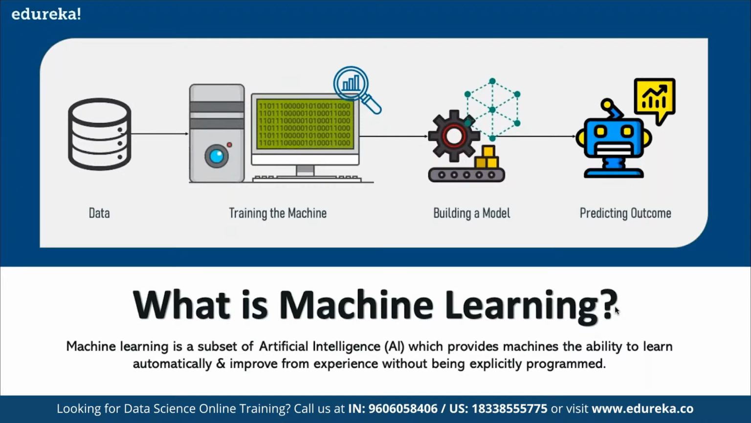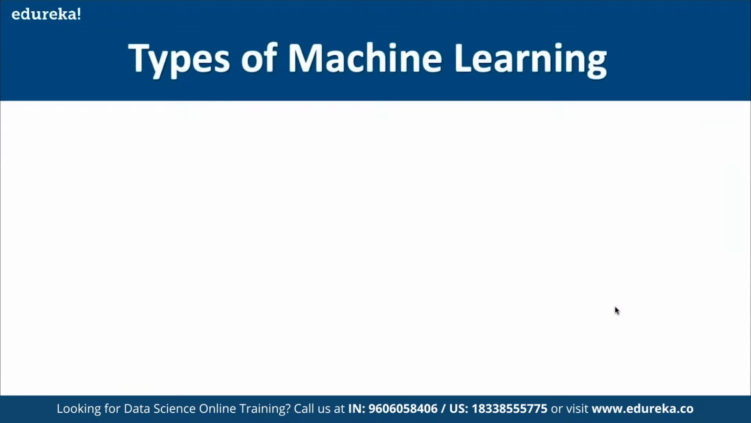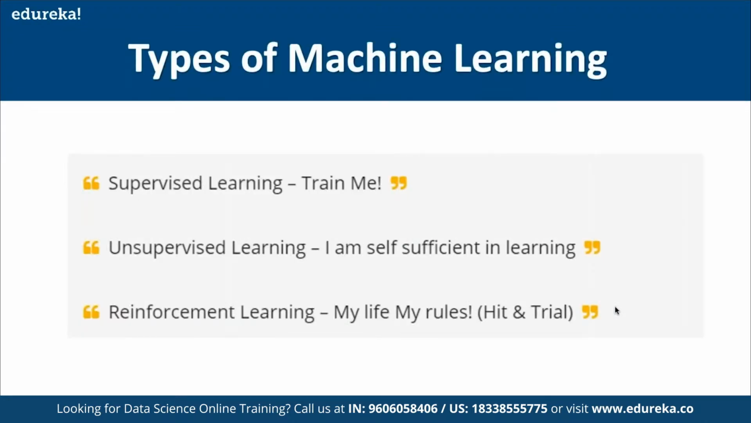All right, so here we basically have three main types of machine learning, where we have supervised, unsupervised, and then reinforcement learning. Supervised, in simple terms, is "train me." It works on simple training. We have to train the model, and then only it can work. And then unsupervised learning is "I'm self-sufficient in learning." Based on their own learning, we are simply going to allow them to have the access as well.